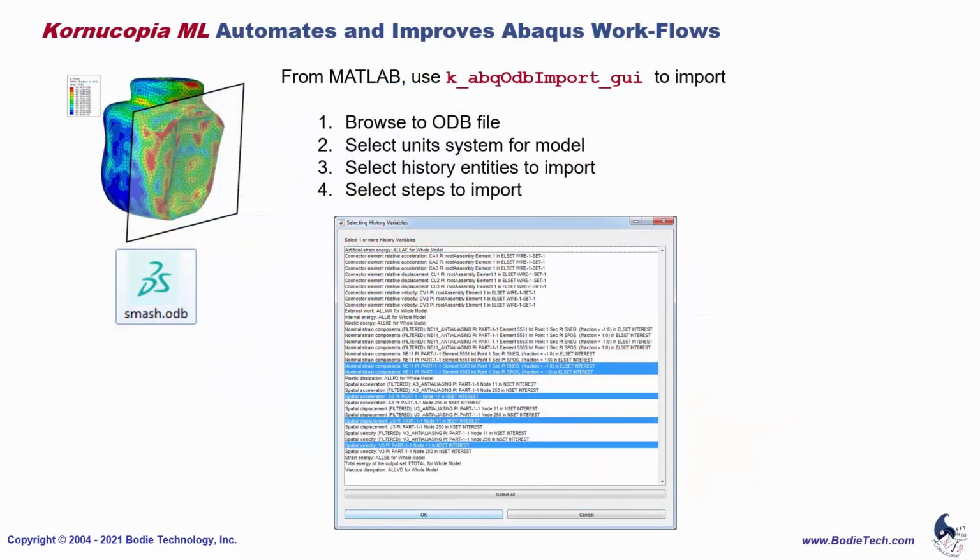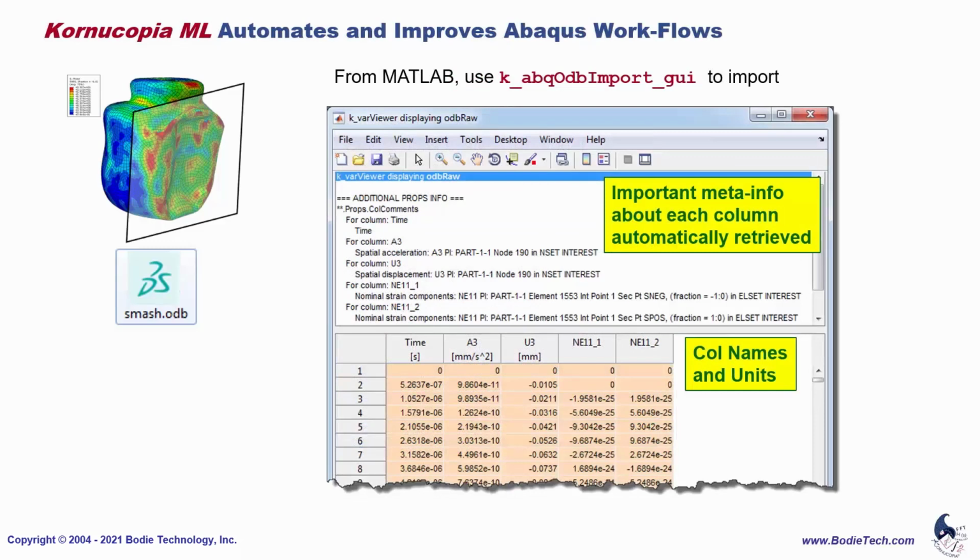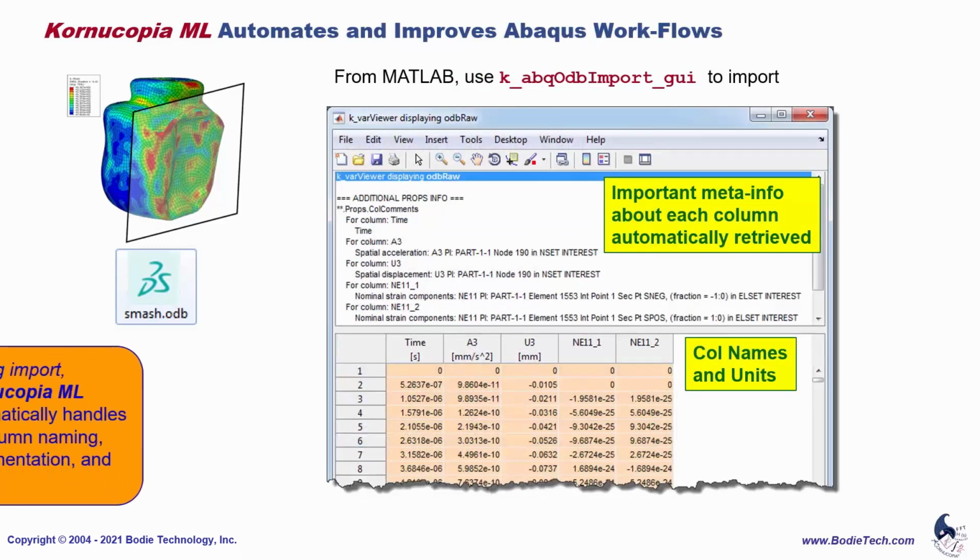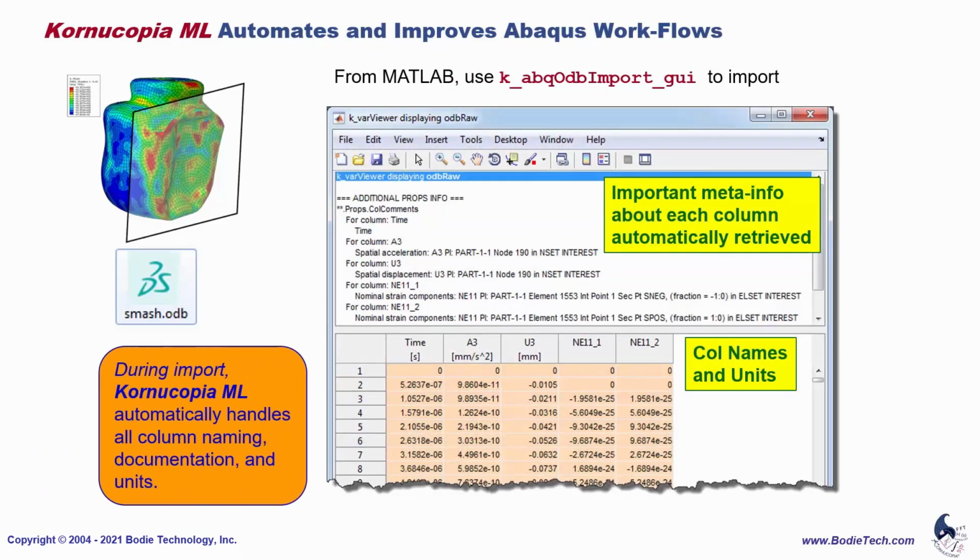A similar type of automatic import is available for Abacus workflows. Using this function, we can easily browse to find the file of interest, select the unit system for the model, select the history items and steps we want to import, and then Kornucopia brings in this variable. Again, the key points are that Kornucopia ML automatically handles all the column naming, documentation, and units.